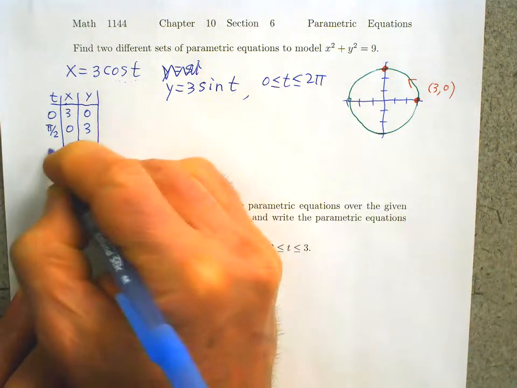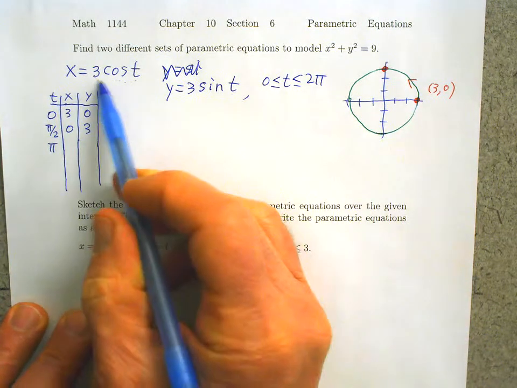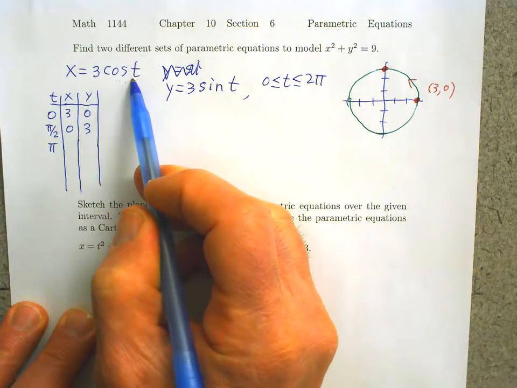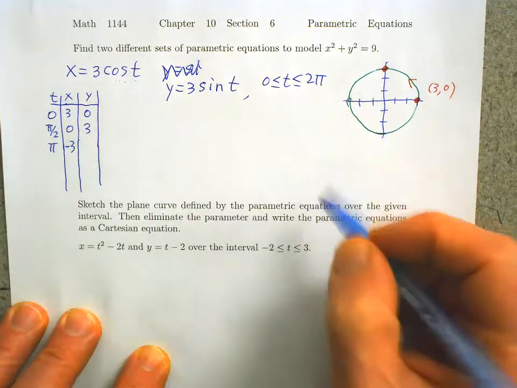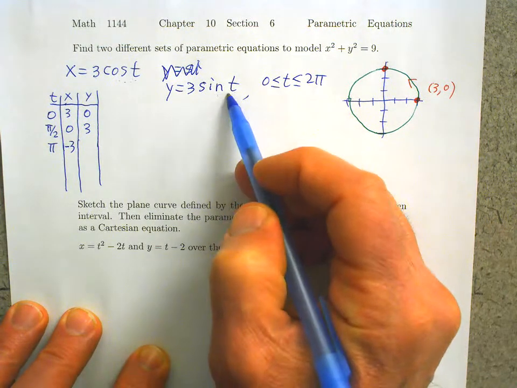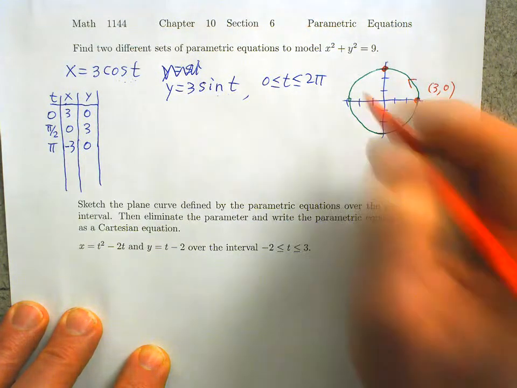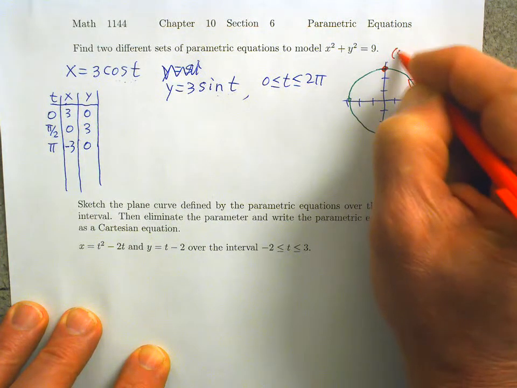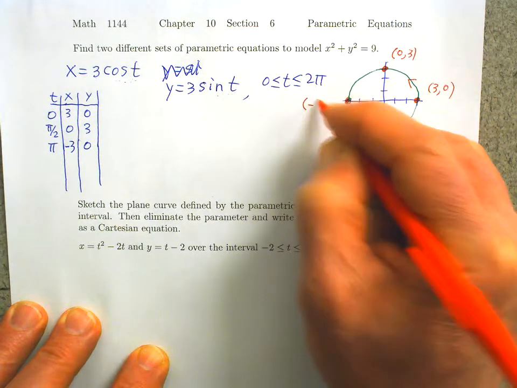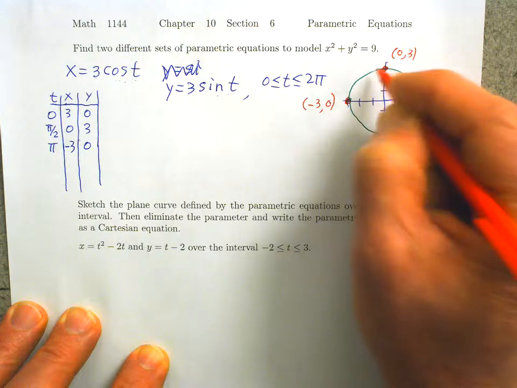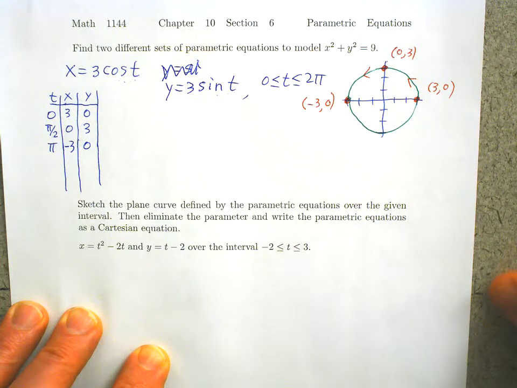And then let's pick t to be pi. Cosine of pi is negative 1. 3 times negative 1 is negative 3 for the x-coordinate. Sine of pi is 0, so 3 times 0 is 0. So we were at 0, 3. Now we're at this point, which is negative 3, 0. So the orientation continues counterclockwise.